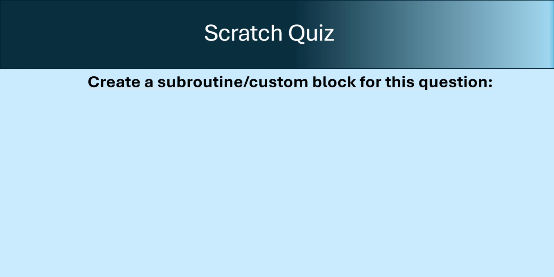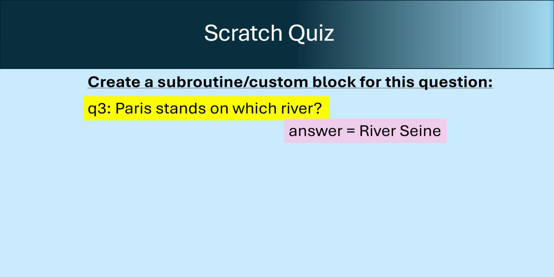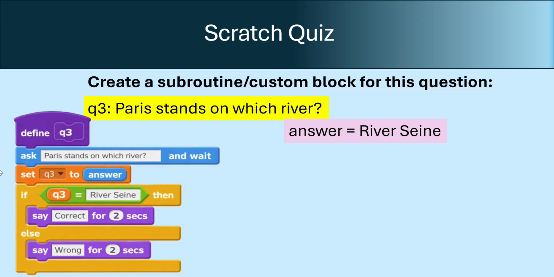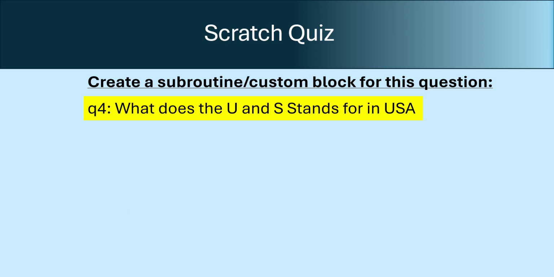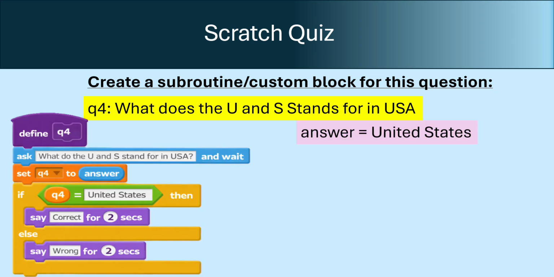Going on to question number 3. Paris stands on which river? River Seine. Now, if the river written is the correct answer, then we would say correct. Otherwise, wrong. Our last question for our quiz would be, what do the U and S stand for in USA? The answer is United States. Now, if the user writes United States, correct.